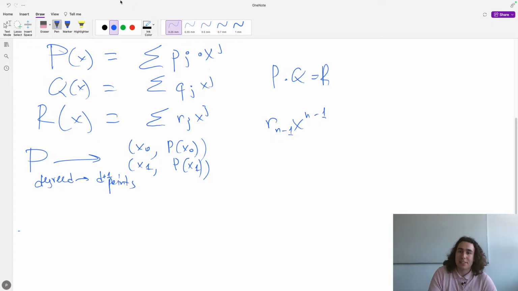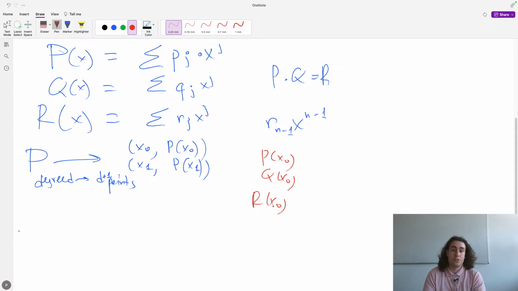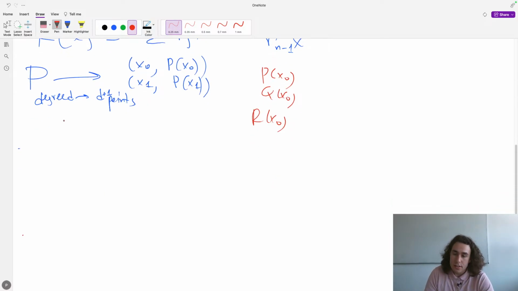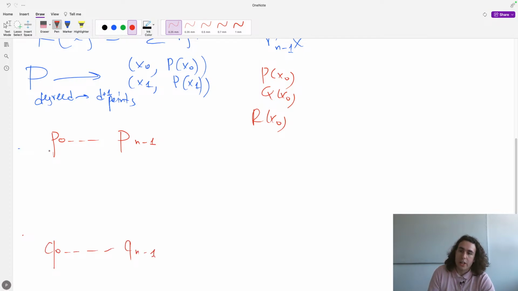And then if you have samples, it's easy to multiply polynomials, right? Because if you have the value of P at x0 and Q at x0, then the value of R at x0 is just the product of two numbers. So what we're going to do is we have a polynomial P. We look at its coefficients, and we look at the coefficients of Q. We're going to transform it into a different representation, where we have P of x0, P of x1, and so on, P of x(n-1).